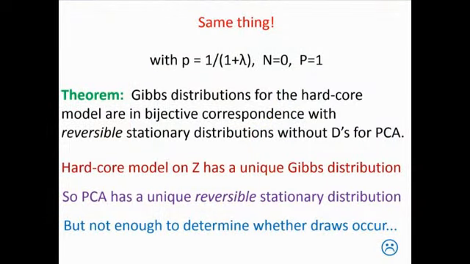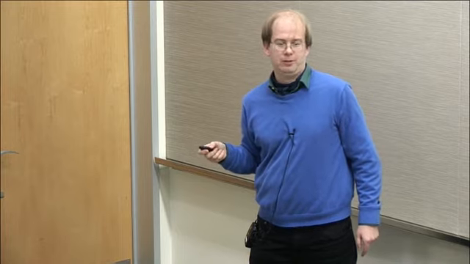And it's rather well known and not surprising that the hardcore model on Z, because it's a one-dimensional graph, has a unique Gibbs distribution. So that means that my PCA has a unique reversible stationary distribution. But of course, that's not enough for what I wanted. That's not enough to prove no draws, because maybe there are some other non-reversible stationary distributions. So unfortunately, that doesn't help.